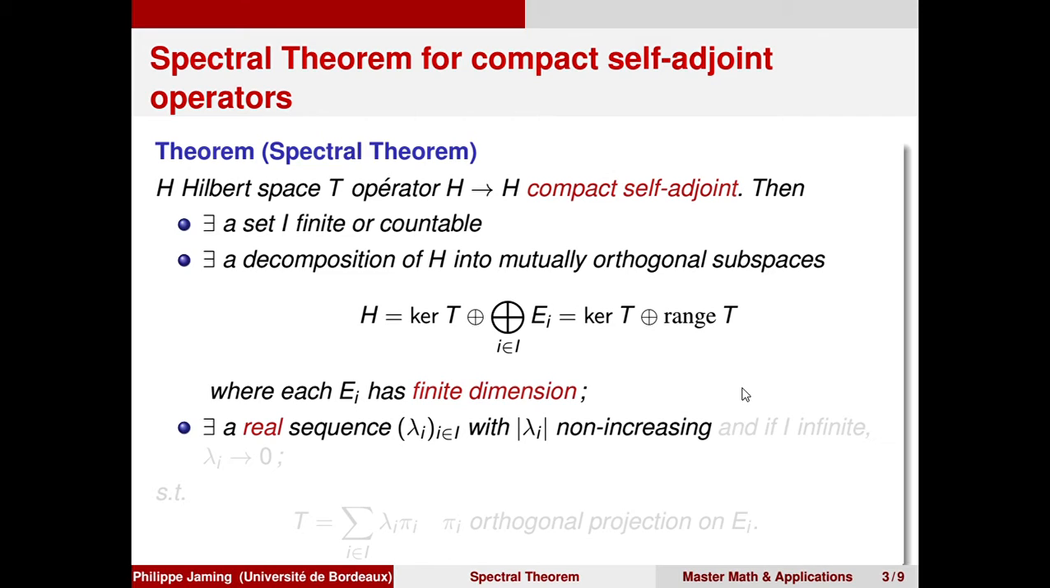Next, there also exists a sequence λ_i, which is real, and the absolute values of the λ_i's are non-increasing. Further, if the set I is infinite, λ_i goes to 0. And then T can be written as the sum over i in I of λ_i π_i, where each π_i is the projection on the space E_i. So if we take x in H, π_i(x) is x if x is in E_i, and 0 if x is in the supplementary. So if x is in E_i, then we will have π_i x is x, π_j x is 0 if j is different from i, so Tx is λ_i x. In other words, π_i is the projection on the eigenspace of T for the eigenvalue λ_i.